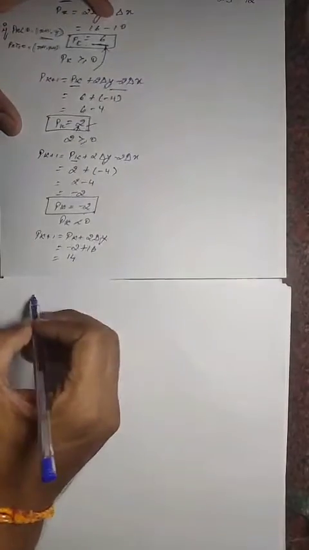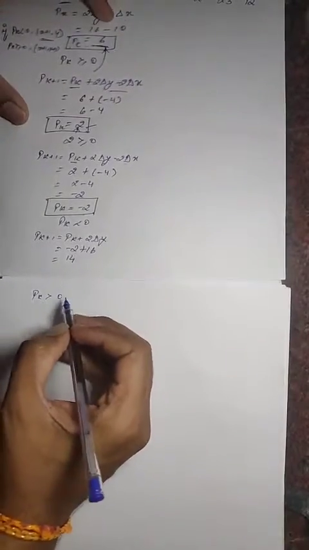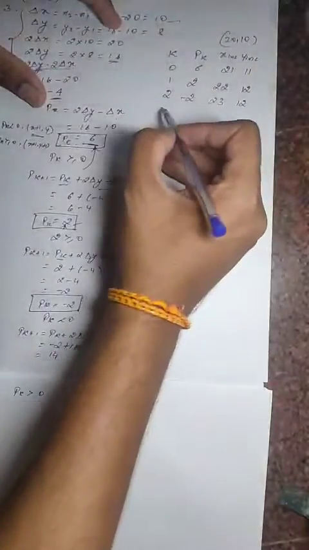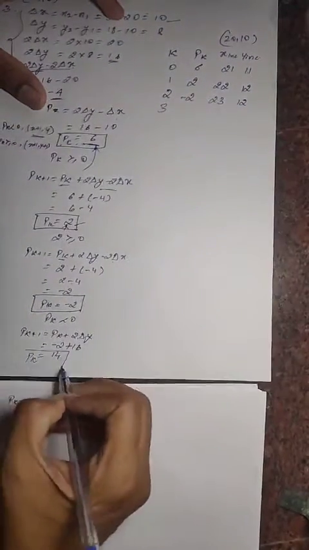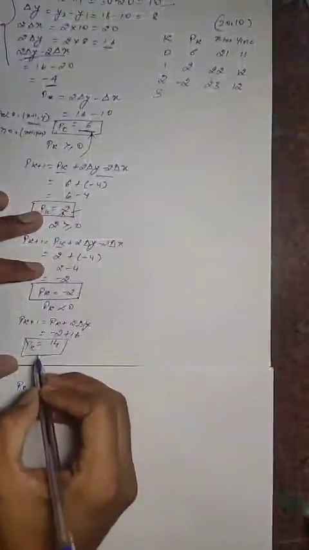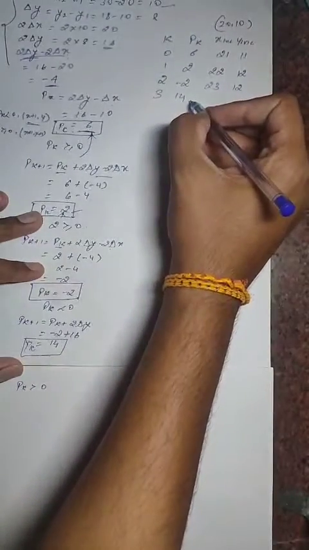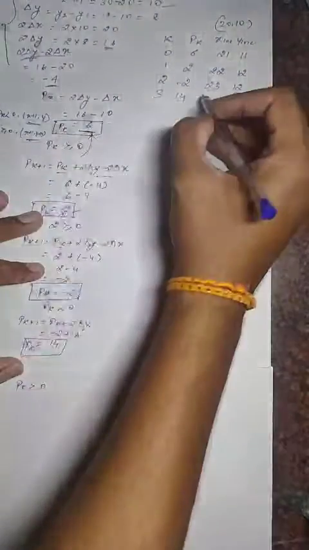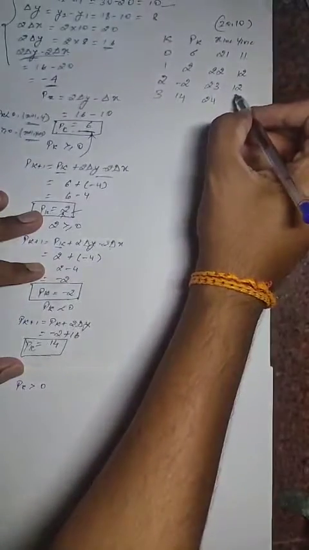Now Pk is greater than 0. So what do we need to do here, friends? In the third iteration, what is the Pk value? Pk value is 14. So I am going to write down 14 here. Okay, if it is positive, greater than or equal to 0, we need to increment x and y. 23 will become 24 and 12 will become 13. I'll move to the next iteration.